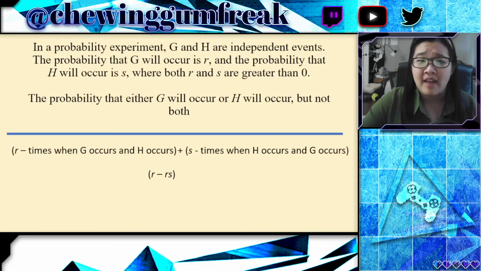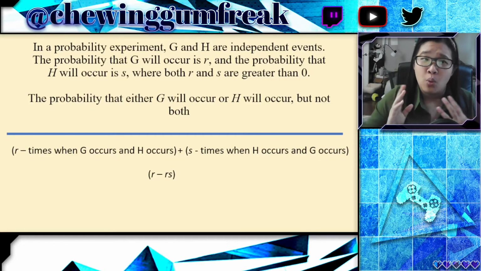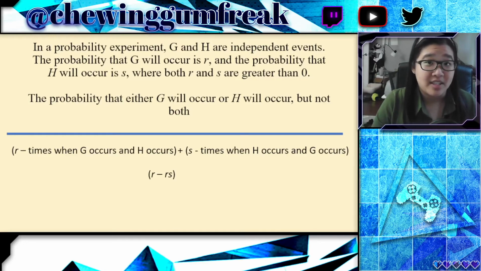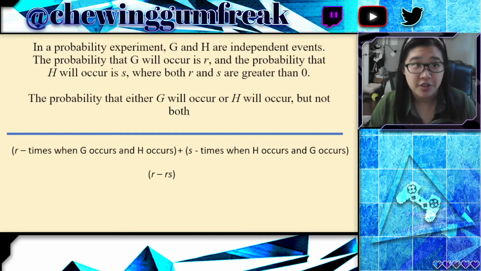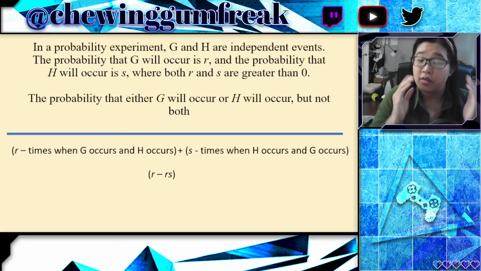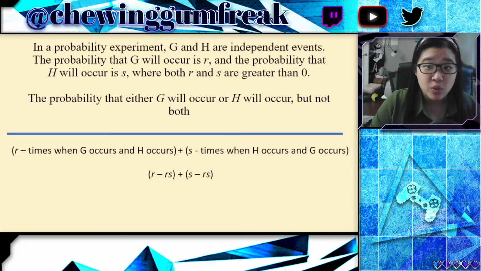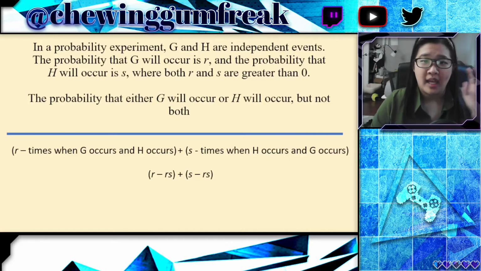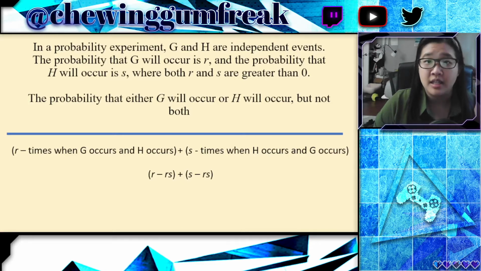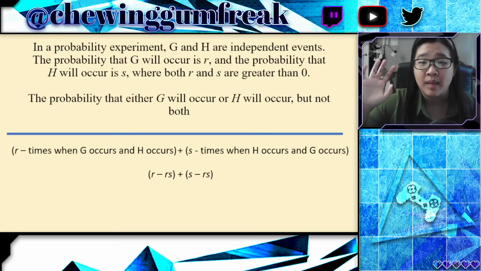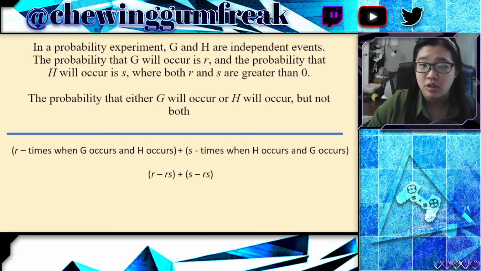So once we have this, we can look into it. When you have two things that happen at the same time, to get the probability of that, you multiply those together. So the times when G occurs and H occurs is going to be RS. So for that part of the equation, it's going to be R minus RS. And we're going to add on to that S minus RS, meaning the times when only H occurs. So here we have on the left-hand side the times when only G occurs, and on the right-hand side the times when only H occurs.